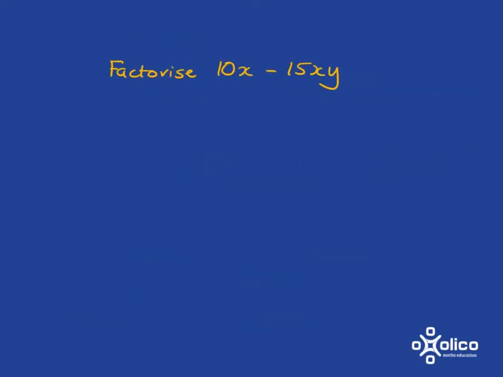If you are asked to factorize 10x minus 15xy, again what you've got to look for is the biggest thing that will divide into 10x as well as into minus 15xy. Number-wise, it's fairly easy, right? 5 divides into 10 and also into 15. But in this case, you also have an x that can divide into 10x as well as into 15xy. So x will be another part of what you take out.